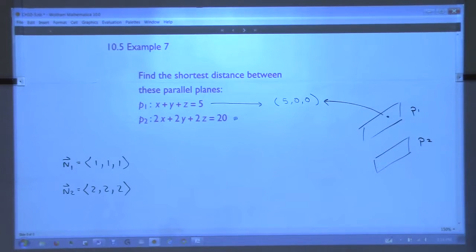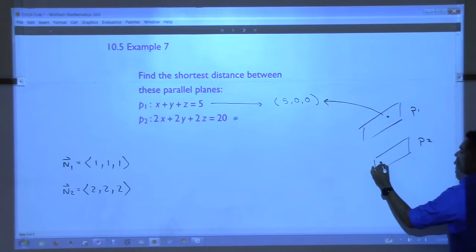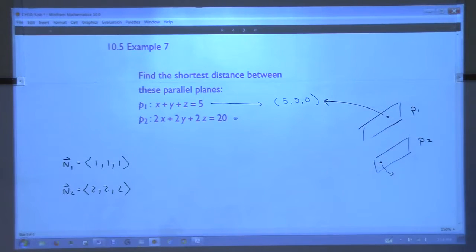So what next? Find a point on this plane. Any point will work. So what's a good point off that plane? 10, 0, 0. Okay, 10, 0, 0 is a point on that plane. What is our next step?